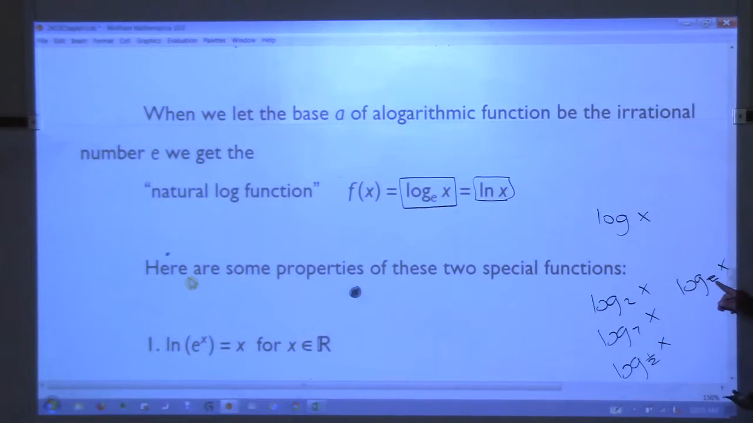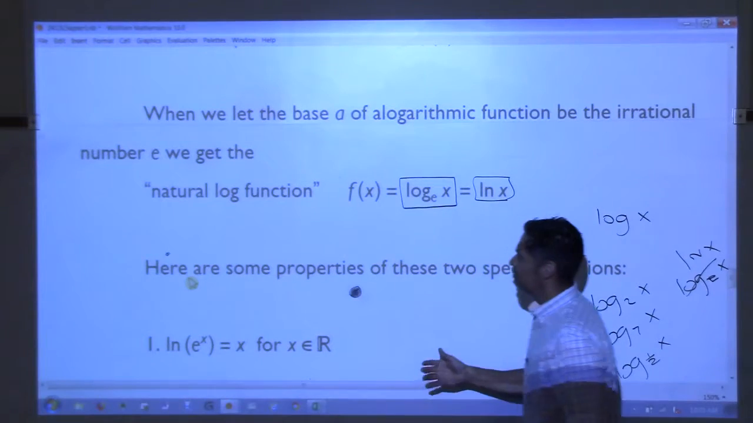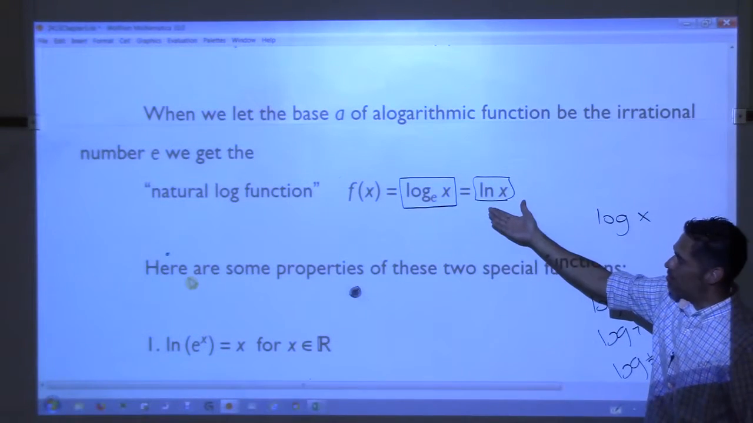That's the base, but we don't do that. We do natural log, and you forget that there's an e there. But this is the way we do it. I'm not going to change it today. So there it is, natural log.